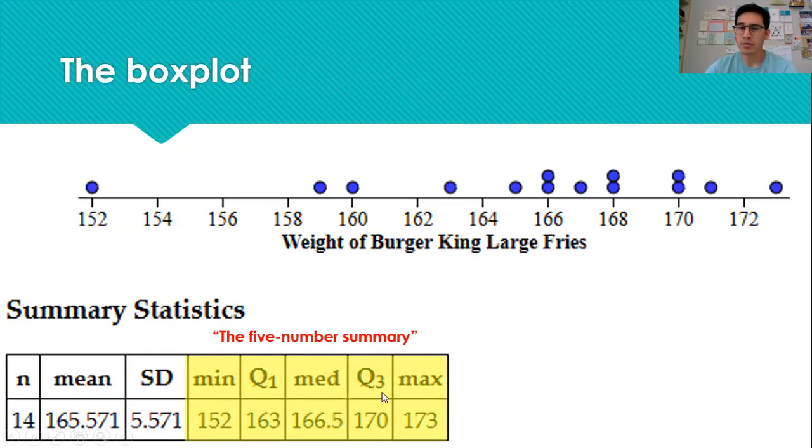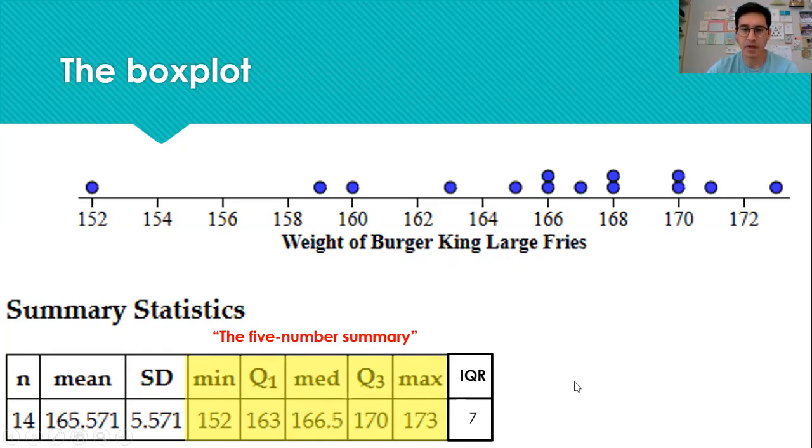All right, so for this box plot, we want to first see if there are any outliers, and we're going to use a special way of signifying an outlier. To do that, we're going to use the IQR rule. The IQR is the distance between the quartiles. So 163 to 170 is a difference of 7 grams. I think I forgot to put the units here, but the weights are in grams.